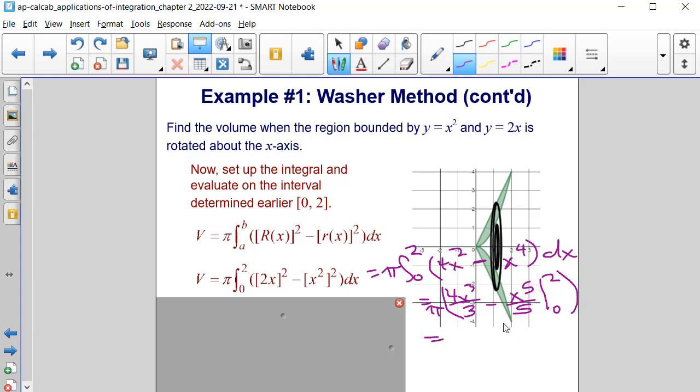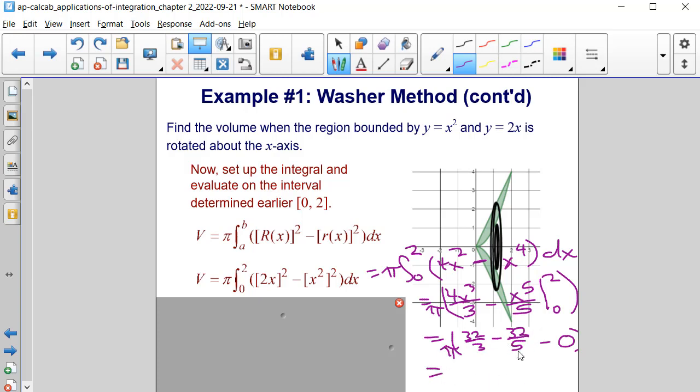If we look at our lower bound here, if we substitute 0 in, it's going to be 0. So we're going to put a minus 0 at the end. So we've got, when we substitute 2 in there, we'll get 2 to the 3rd, which is 8. 8 times 4 is 32. So that's 32 thirds minus 2 to the fifth, that's also 32. So 32 fifths. We still have the pi out in front there.